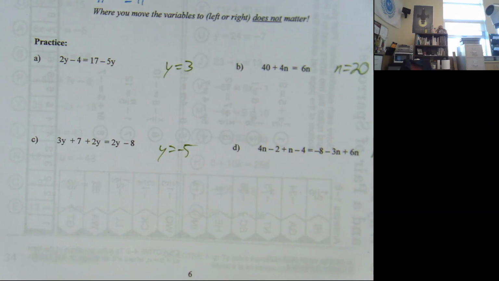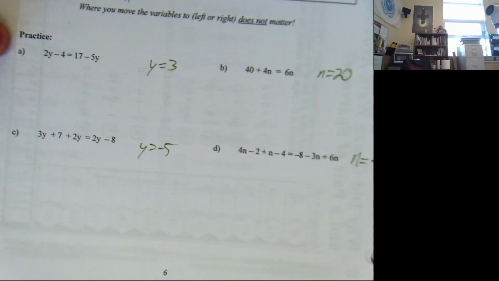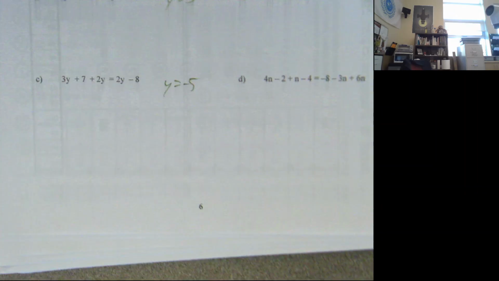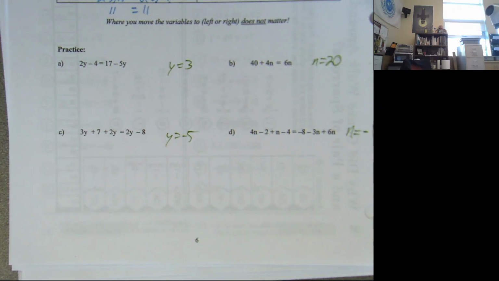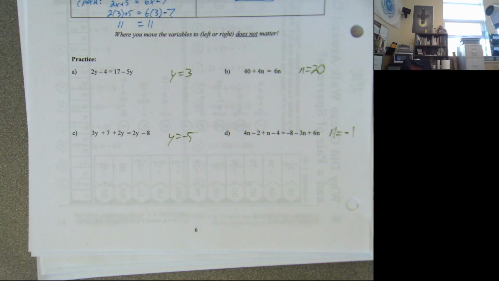Okay, so these are the values you're looking for. And a bunch of you have modeled something in your attempt to solve these four that I want to bring to the attention of everyone. So there was two of you modeled this perfectly, and I want to show you how this would get dealt with. So you have 2y minus 4 equals 17 minus 5y.